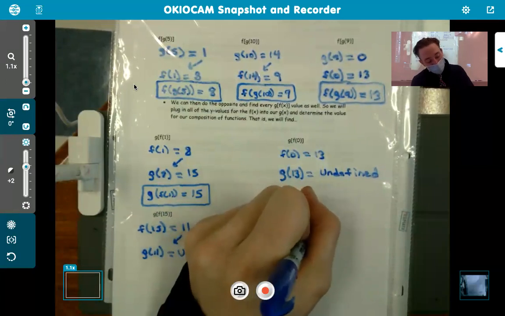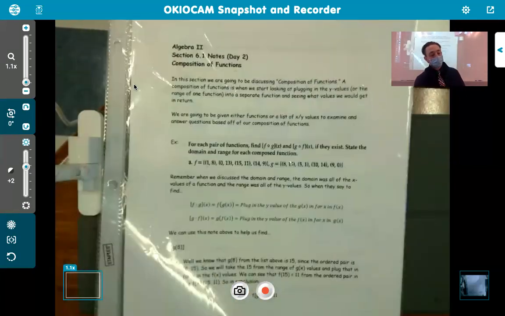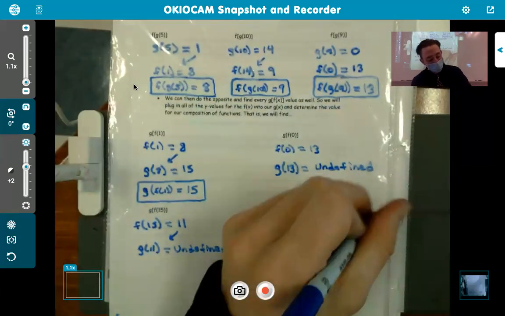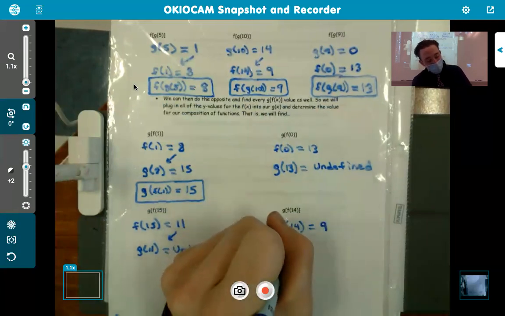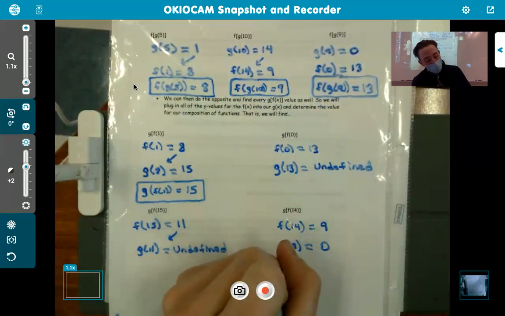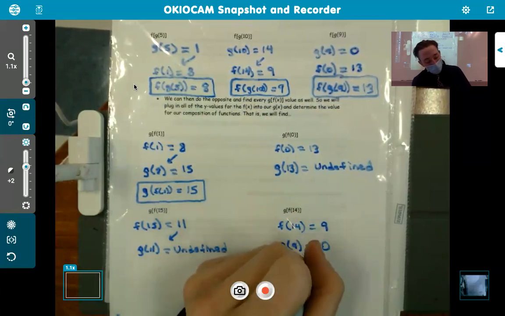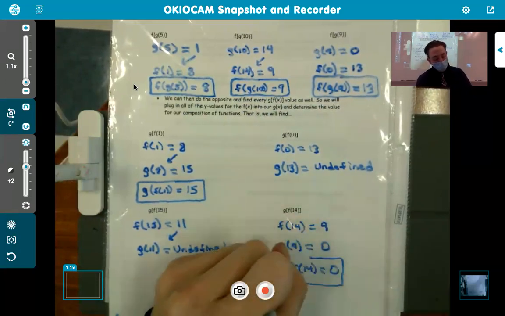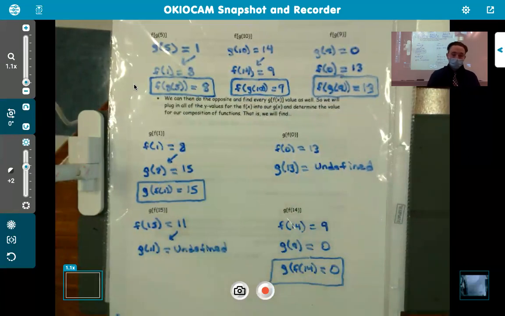Let's go to f of 14. What is f of 14? 9. g of 9 is 0. So then g of f of 14 is 0. Any questions about finding any of our values there for the g of f of x function or composition?